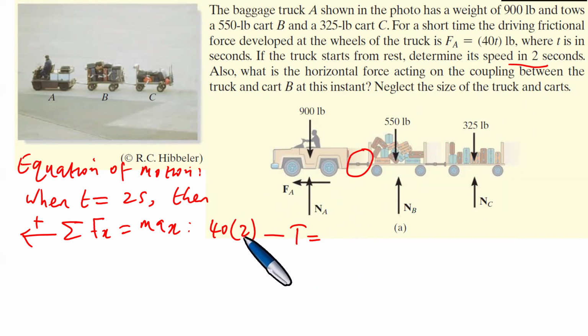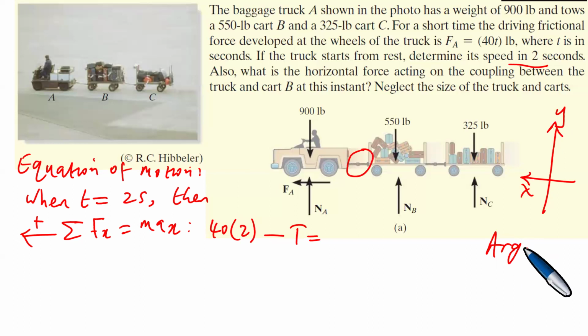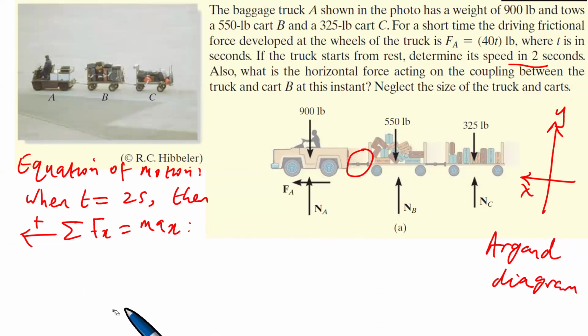Because this horizontal coupling force is a force in the x direction, right? If we are looking at the fact that the vertical is the y and the horizontal is the x in the Cartesian plane, right? So we agree that at this point, the force on the horizontal is going to be 40 times 2. Let me write a little bit more here.